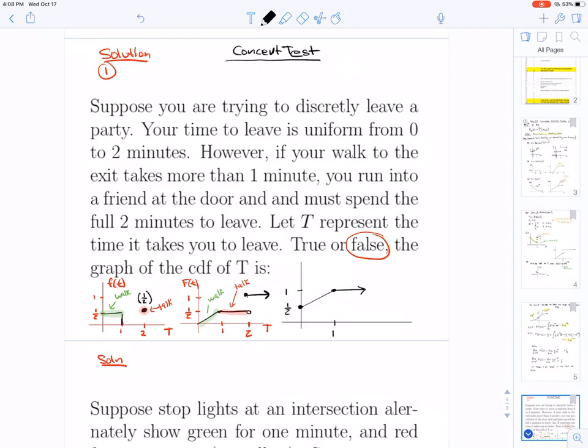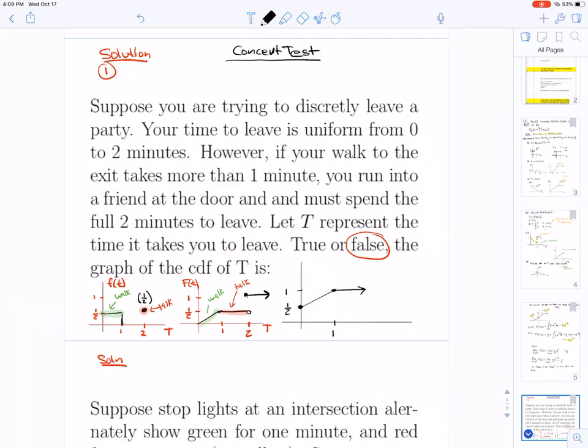We would have a uniform from 0 to 2 with height 1/2, but that uniform gets killed. I don't know if it's the right term, but basically once you're walking for more than 1 minute towards the exit, you're stopped at the door, and so it takes you a full 2 minutes to leave. So the values that T takes are between 0 and 1, and 2. There's no other value that it takes, right?